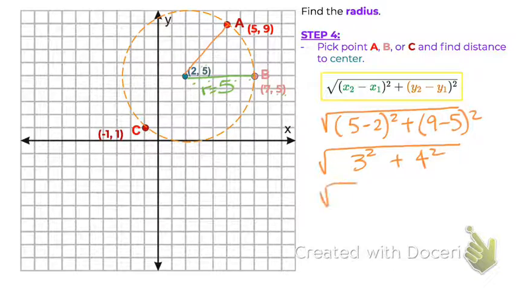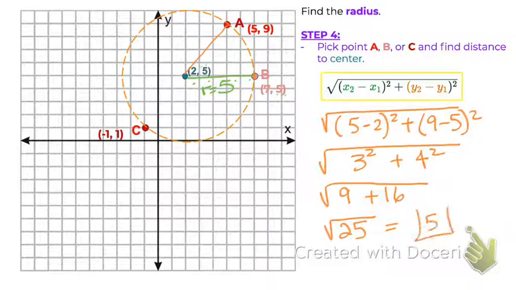Then you can do your exponents. That's 3 squared is 3 times 3, which is 9. 4 squared is 4 times 4, which is 16. Then I'm going to add them. Then I can take the square root, and I see the answer is 5. So in both cases, I'm able to see the radius is 5.